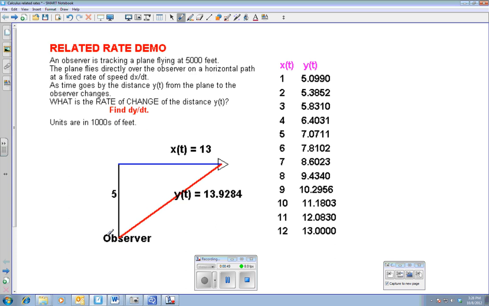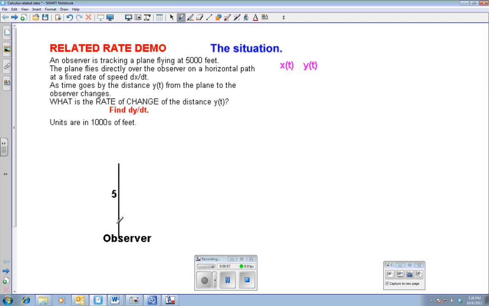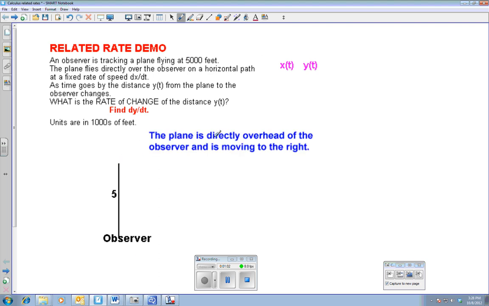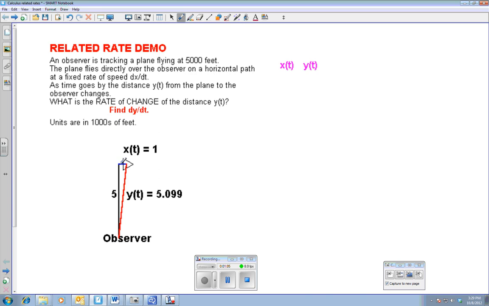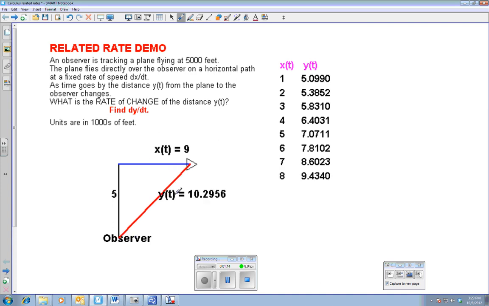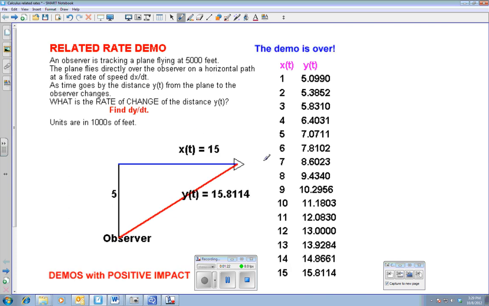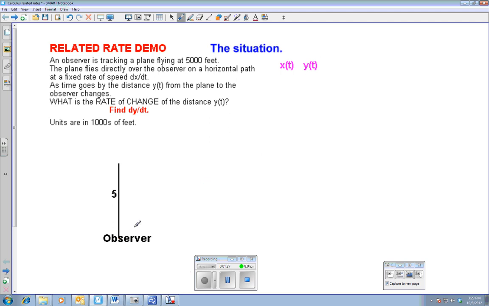So I just want you to see what the problem looks like. Don't worry about the numbers or what anything is being called. Here's my observer. Here's my plane up here. It's a 5 right there because it says 5,000 feet up. So my plane is directly overhead of the observer and is moving to the right. As the plane moves, the distance from the observer to the plane also changes. And they're wanting to know what is the rate of change of that distance. So how fast or slow is that rate of change happening?